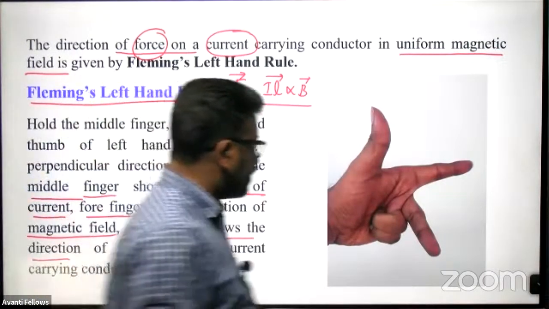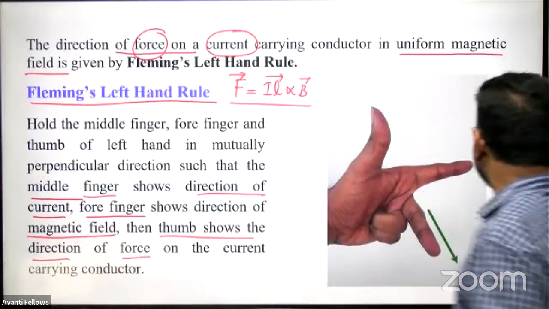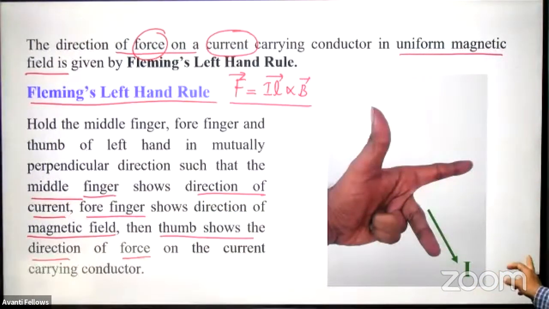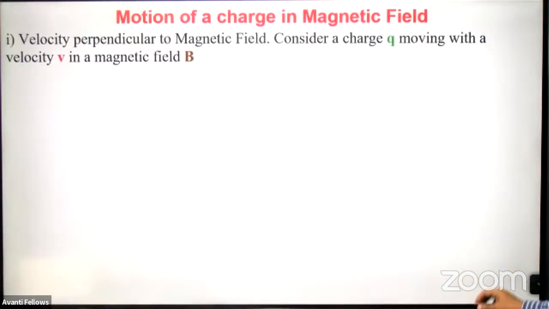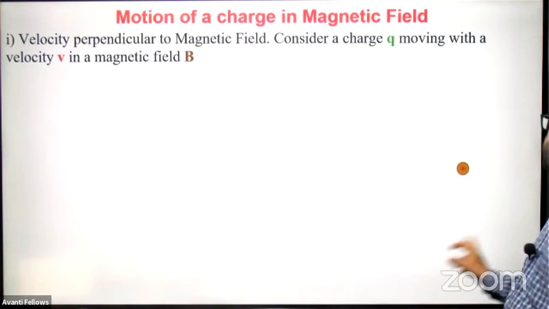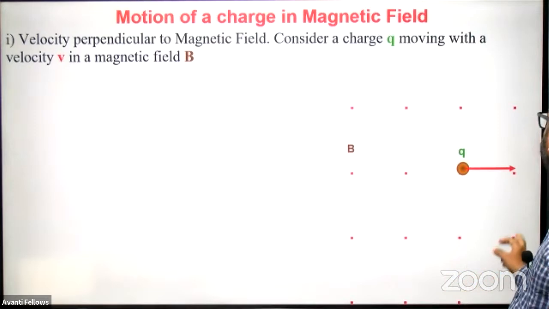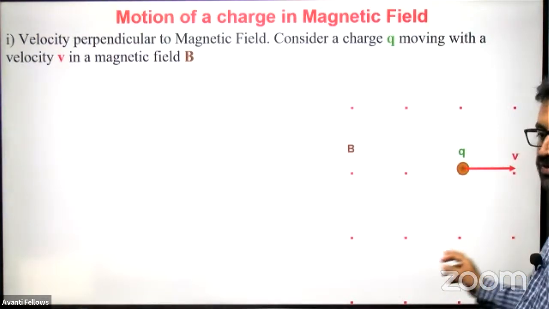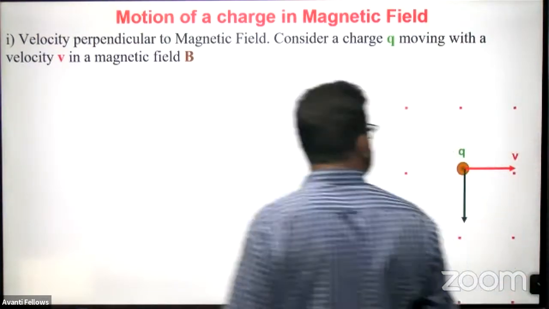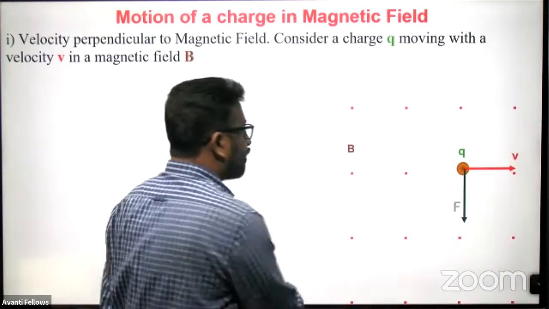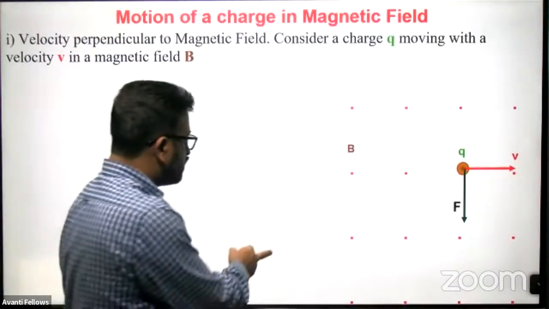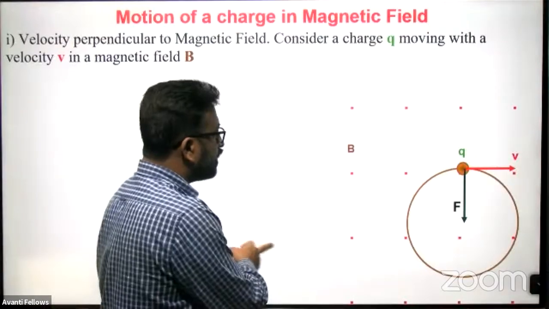Okay. Now we move on to the next one. So this is the current, this one is the magnetic field, and this one is the force. Now, motion of a charge in a magnetic field. So this is a charge, and the magnetic field B is kept there. The charge is moving towards the right with velocity v, and the force is downward.